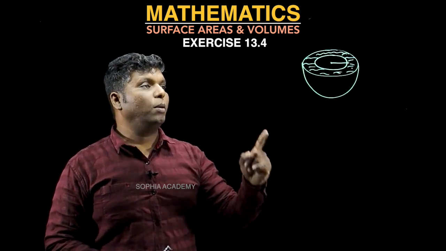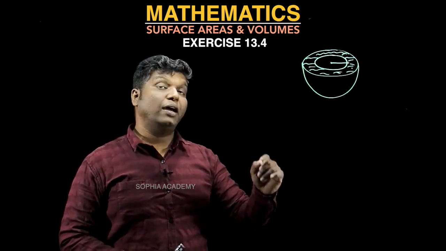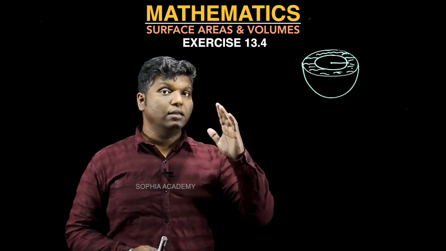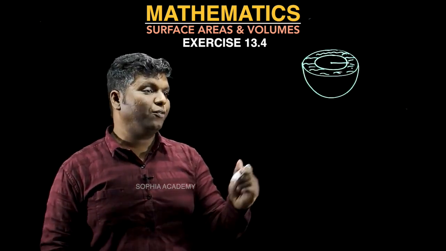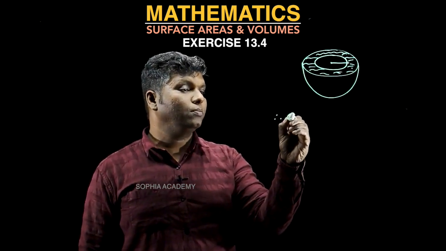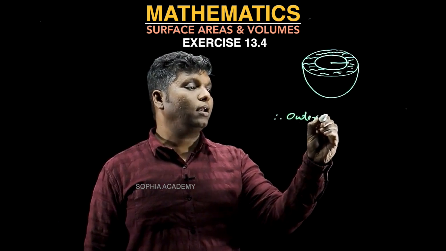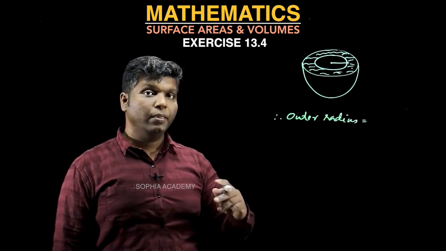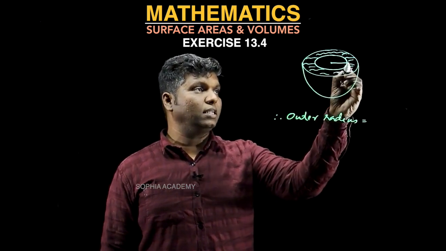Inner radius, r is equal to 5 centimeter. Now after writing these two things, we will come to the main point, the outer radius. Therefore outer radius is equal to, tell me what it will be? Inner radius plus thickness. This is the thickness from here to here.